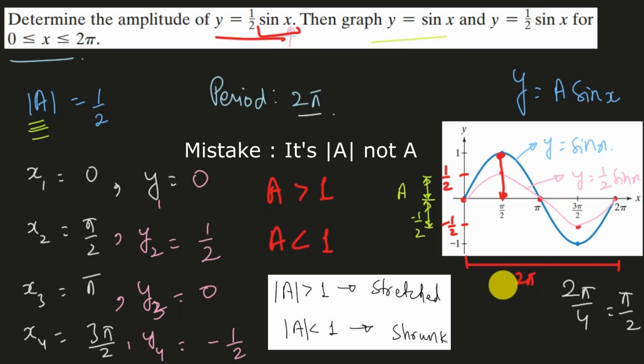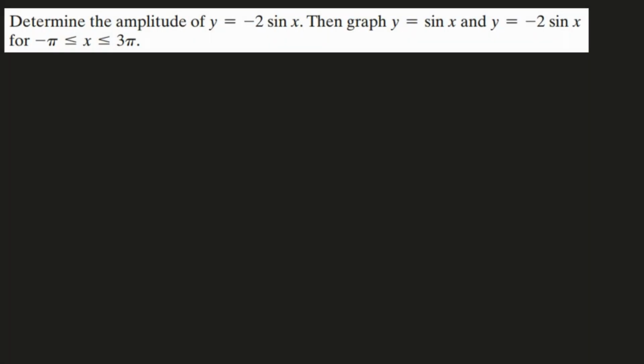Now let's take some more examples. So in this example we have the function y equals minus 2 sine x, and we have to graph y equals sine x, which we have already done, and also the graph for this. But here the interval has changed. Here the interval is minus pi to 3 pi. Now amplitude is pretty simple. We just take the magnitude of this coefficient, which is minus 2 here. So the magnitude of minus 2 is 2. So this is the amplitude.